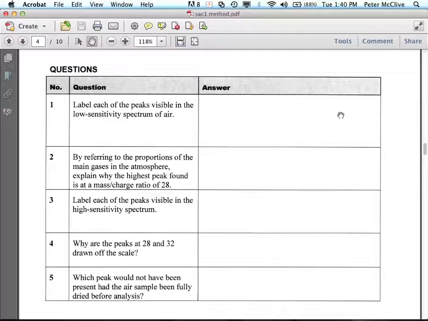Okay, that's you've done that. And then you talk about the proportions, which we mentioned. Okay, that nitrogen is 80% of the atmosphere and oxygen is 20%, okay? Then you might relate it to those peaks. And then you've got to do the same process with the high sensitivity. So high sensitivity means you picked up more.